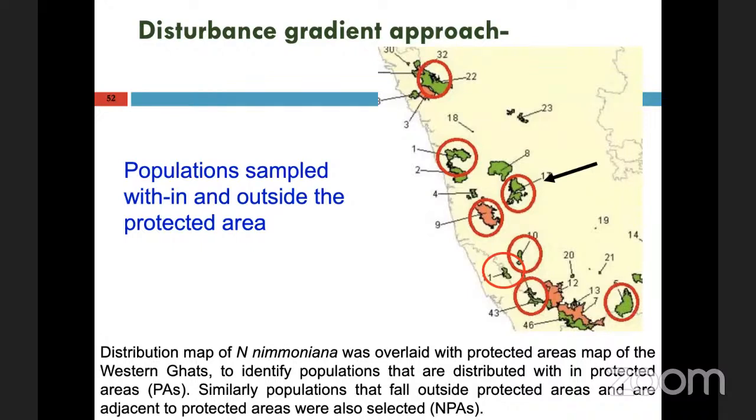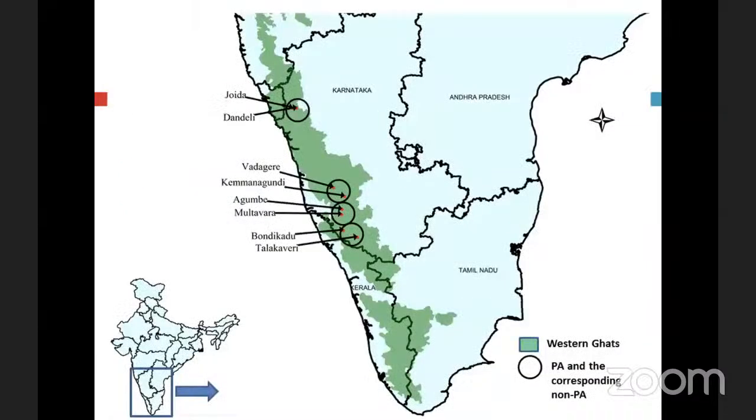Here we looked at populations outside the protected area, which are usually harvested, and those populations which are not harvested. We sampled about 8 sites, 4 each as a pair: one inside the protected area, one outside. So these were the different populations that we sampled, the PA and their immediate corresponding non-protected area.